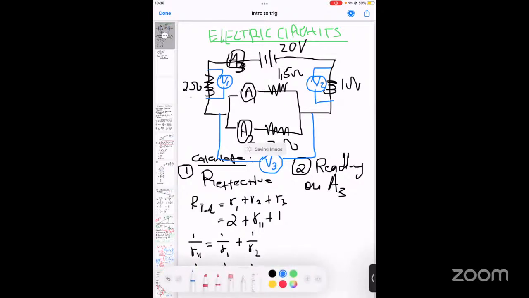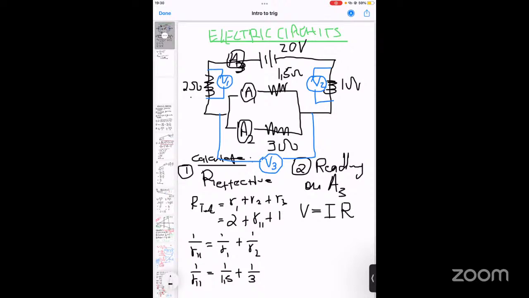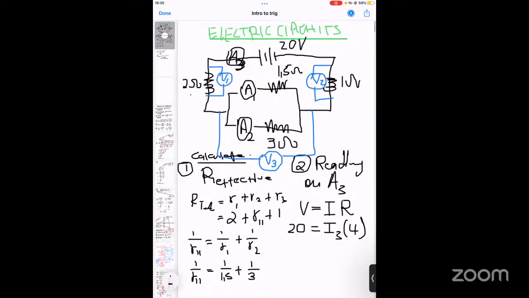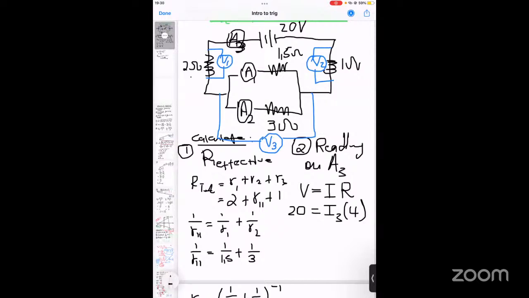This is how you calculate the current. You will say V equals IR. This is the formula to calculate the current, I. Obviously, V is 20, which equals I on A3, what you are calculating for. Obviously, R, we calculated it, it is 4 ohms. Then now you need to divide both sides by 4.